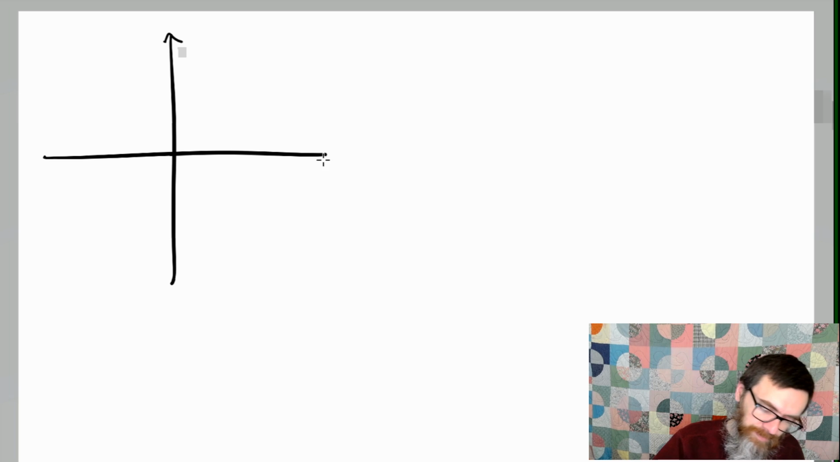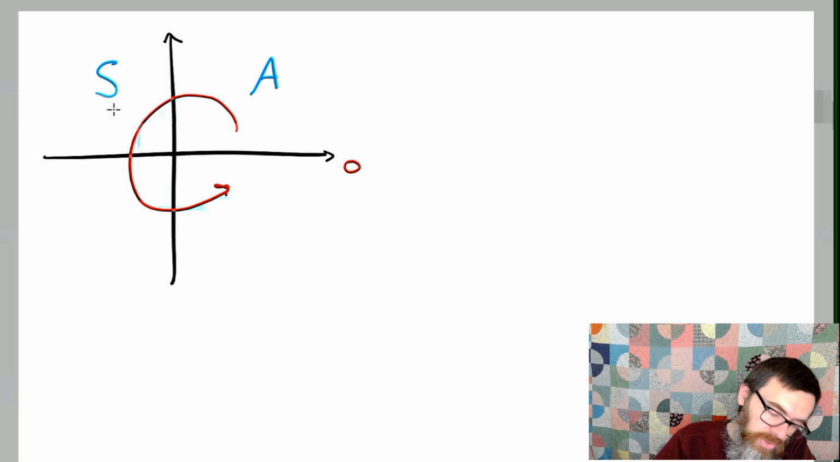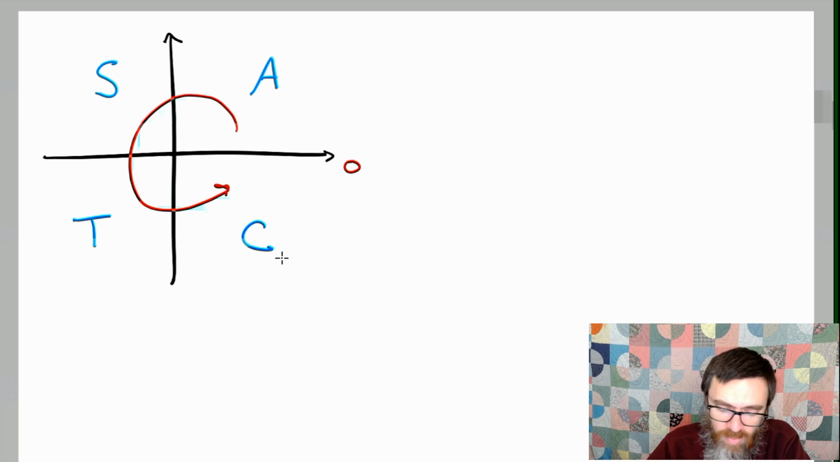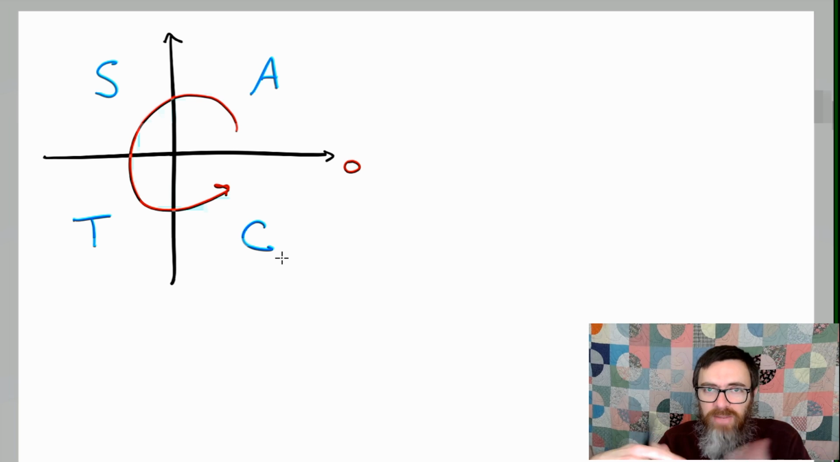So if we take the quadrants like this, keep in mind that we start here at 0 and we go counterclockwise around this. Remember the acronym, all students take calculus. And these will tell you which of the three main trigonometric functions are going to be positive. So I'm just talking about sine, cosine, tangent, because if we want to talk about the reciprocal ones, they'd have the same sign. If you turn a fraction upside down, the sign doesn't change.